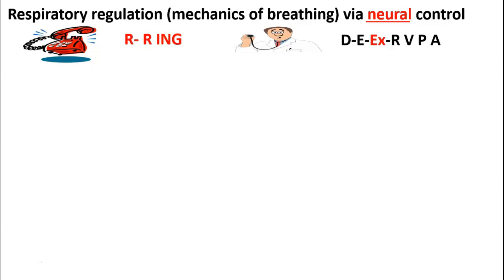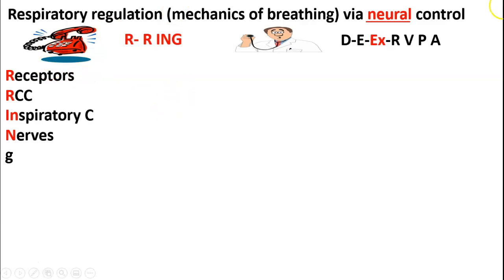Okay, and the reason why you use that is because your acronym will remind you that you have to talk about receptors detecting changes, increases in things during exercise. That information is sent to the respiratory control center, which then stimulates the inspiratory control center, which then stimulates 2 nerves to stimulate the diaphragm and the external intercostal muscles to contract with more force. So that is why you've got it on there. That will take you through.